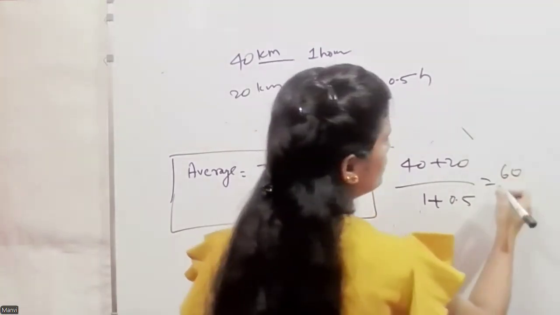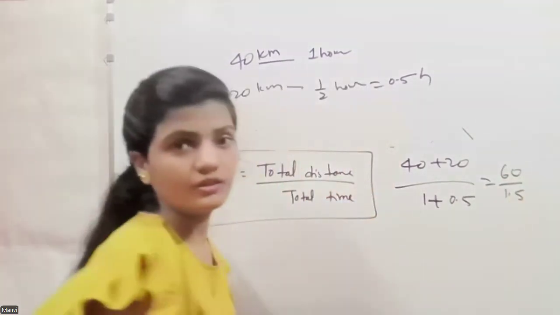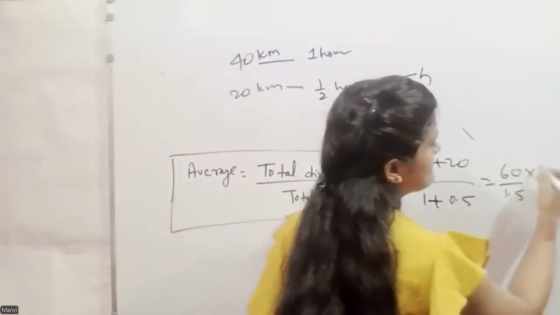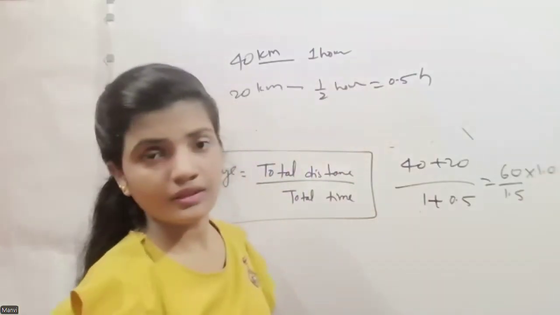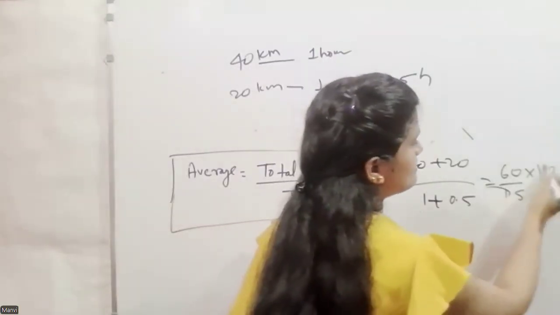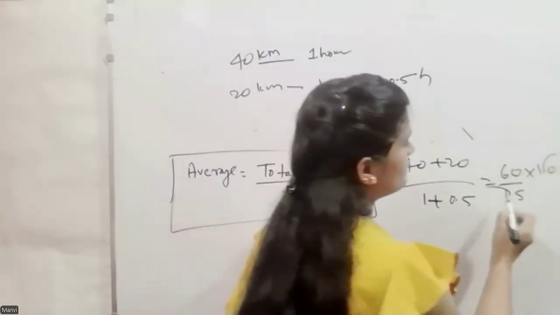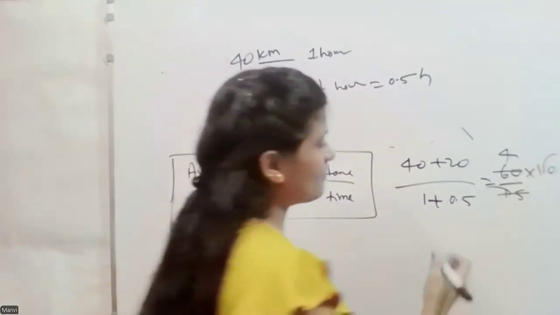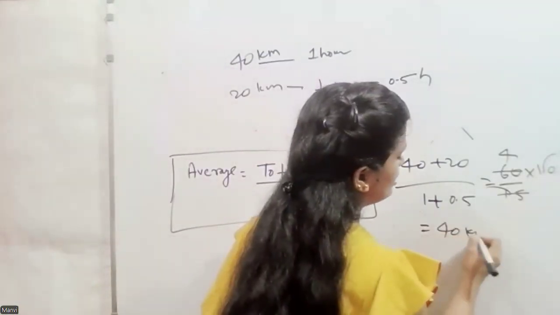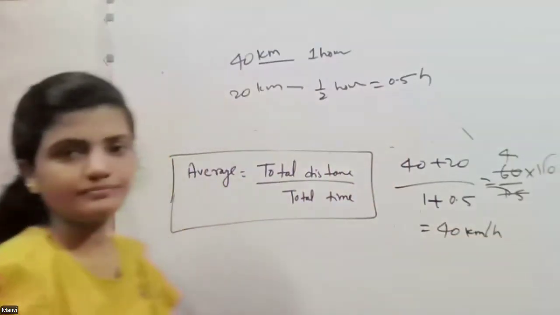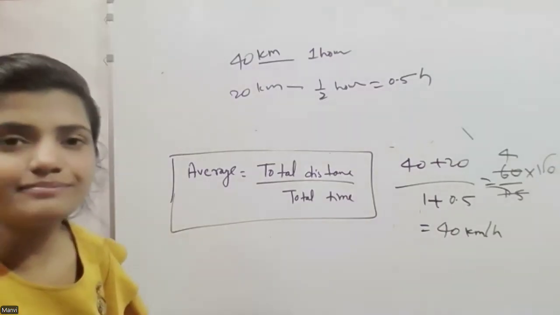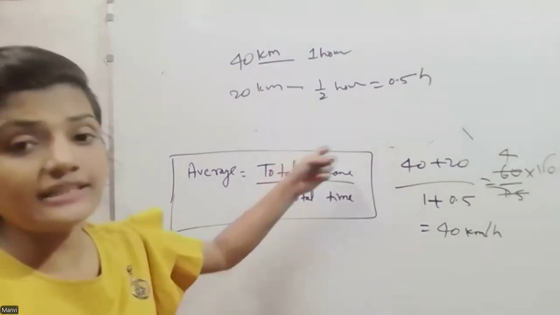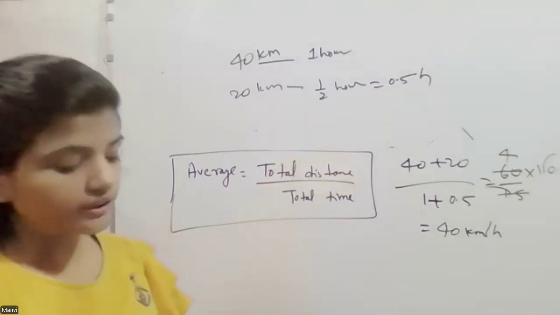So what will be the average speed? 60 divided by 1.5. We have one decimal place at the bottom, so we can easily put one decimal place on the top as well. Then remove the decimal point. 15 goes into 60 four times. Right? So the average speed will be 40 kilometers per hour. Okay? So what is average speed? Total distance divided by total time.